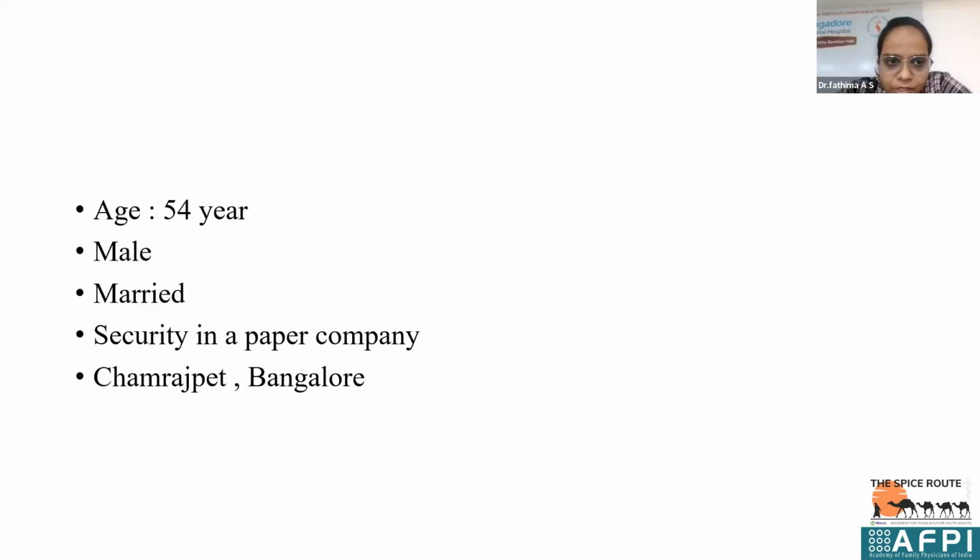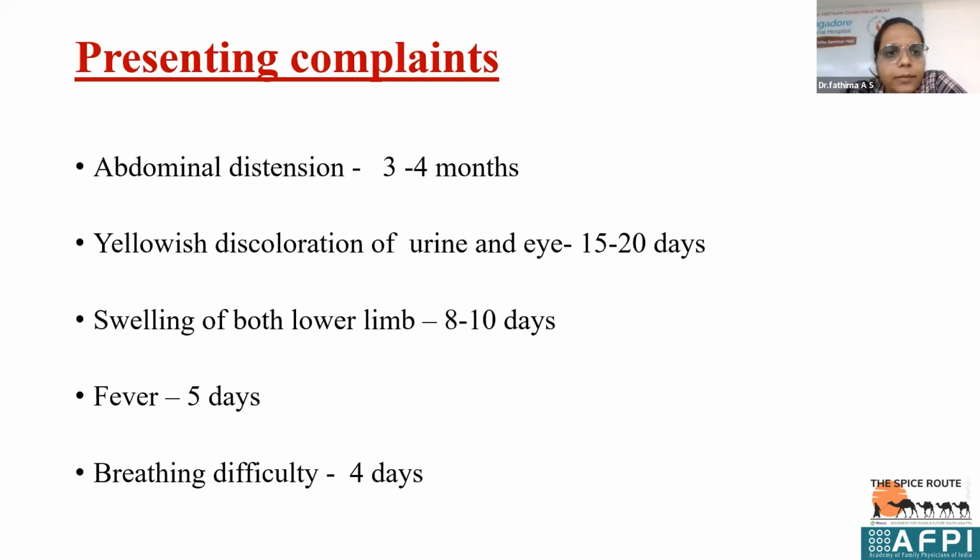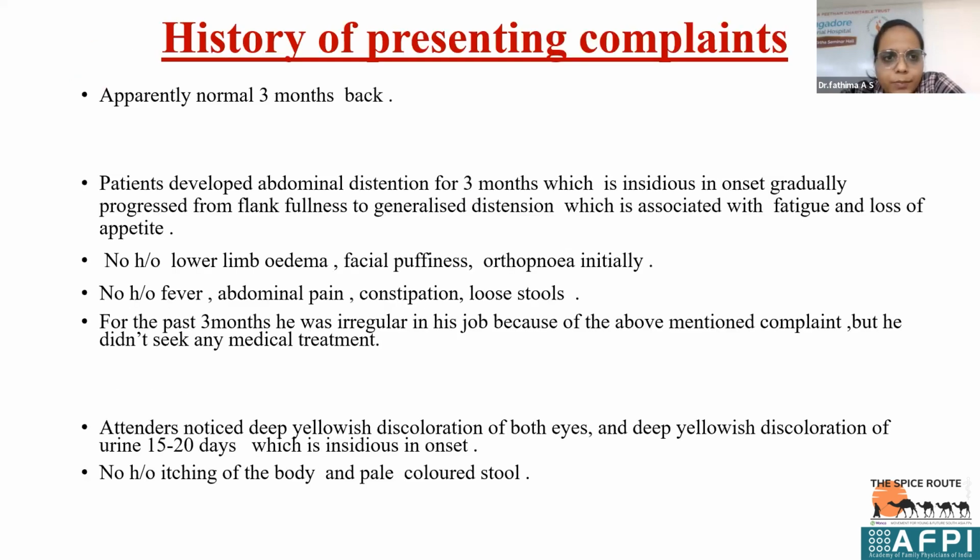Ma'am, my patient, a 54-year-old male who is married, was working as a security in a paper company in Chamrajpet, Bangalore. He presented with complaints of abdominal distension for 3 to 4 months, yellowish discoloration of the urine and eye for 15 to 20 days, swelling of the bilateral lower limb for 8 to 10 days, fever for 5 days, and breathing difficulty for 4 days. History of presenting complaint.